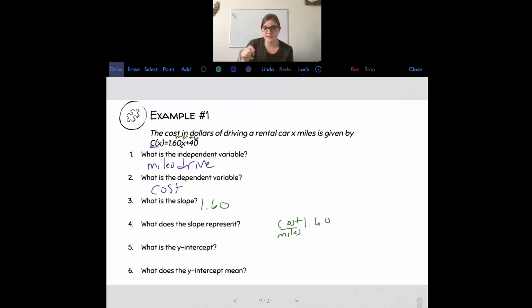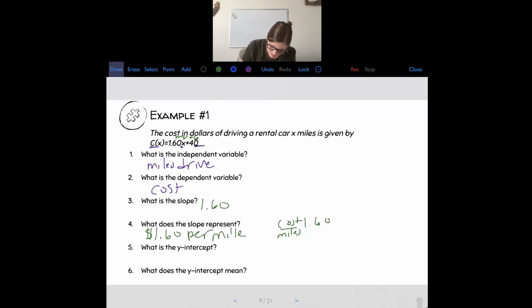So if you drive 0 miles, there's no cost. If you drive 1 mile, it's 1.60 times 1, 2 miles, 1.60 times 2, and so on and so forth. So a better way of writing this is $1.60 per mile.